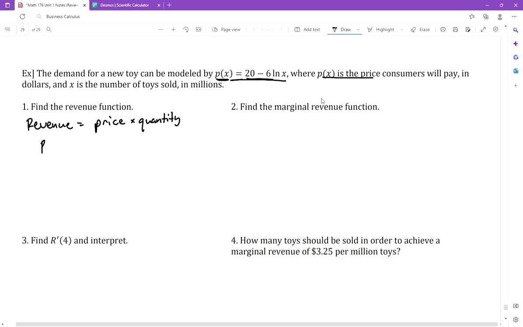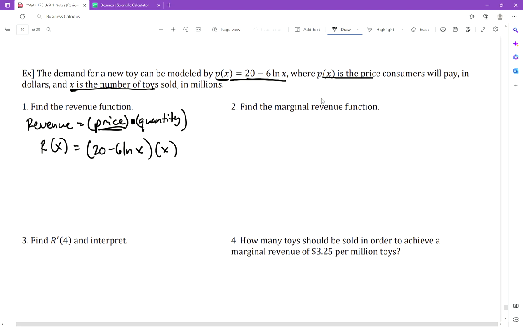So let's rewrite it using r of x equals, and then they told us the price up there, parentheses 20 minus 6 ln of x, and then times the quantity. Well, they also are telling us the quantity. x is the quantity because it's the number of toys sold. So usually that's how it always is. Now let me do a dot instead. There we go. So price times quantity. Quantity is just x. Okay, so there's our setup.